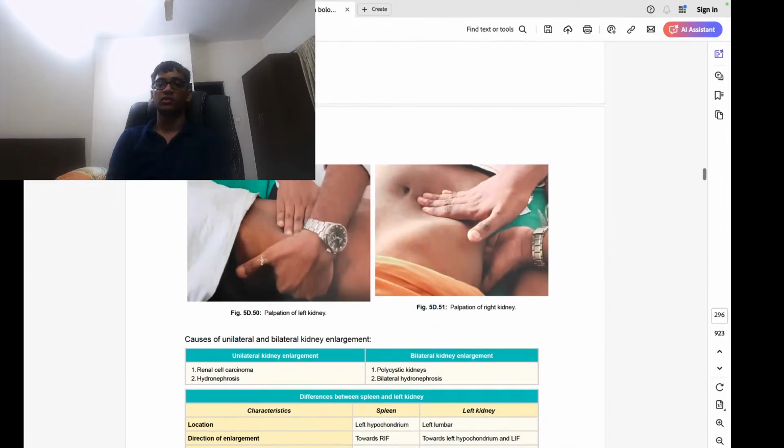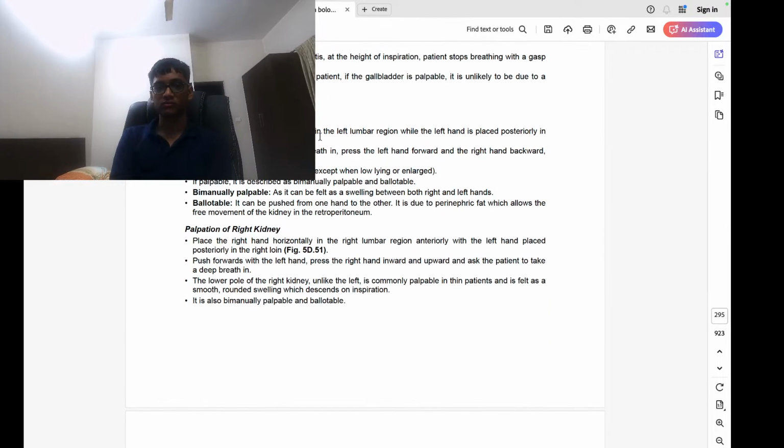Yeah, I know. I'm telling you. You just push from behind like this. As you can see here, you can push from behind and you palpate from the front. That's all. Ask the patient to take a deep breath in. Press the left hand forward and right hand backward, upward and inward.